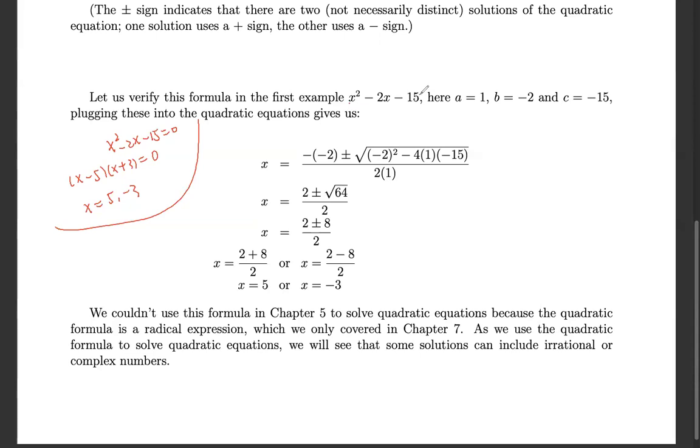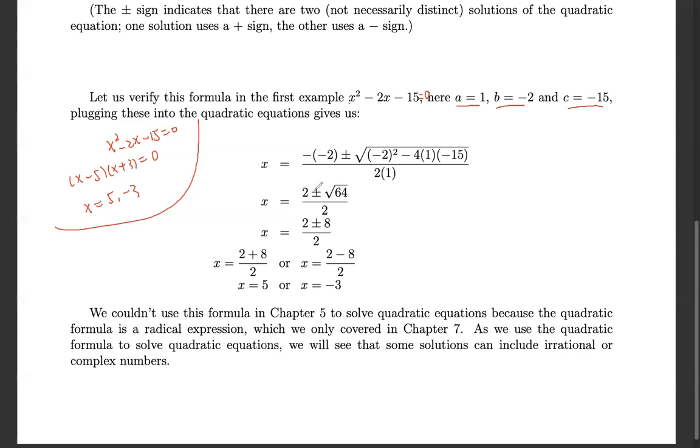So first we identify a, the number before x squared, which is 1. b is the number before x, which is -2. And c is the constant, which is -15. Then we just plug into the quadratic formula. Negative b, -2, plus or minus the square root of b squared, -2 squared, minus 4 times a, 1, times c, -15. Then we do the calculation. -2 squared is 4, -4 times -15 is positive 60, 60 plus 4 is 64.